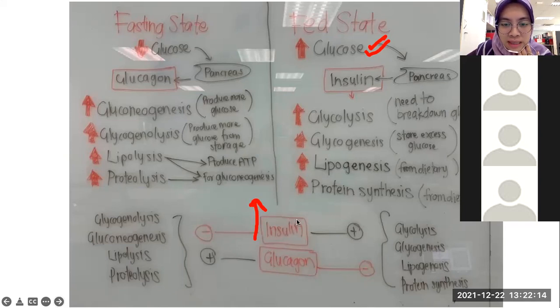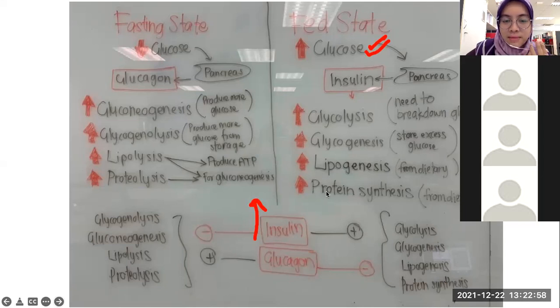So high insulin will activate these metabolic reactions: glycolysis, glycogenesis, lipogenesis, and protein synthesis. But the presence of insulin will inhibit the reactions within the fasting state here. That's why I put the plus symbol here, and this is the negative, or inhibition, symbol. So high insulin will inhibit glycogenolysis. Why do you think high insulin will inhibit glycogenolysis? Because the excess glucose is converted into glycogen.